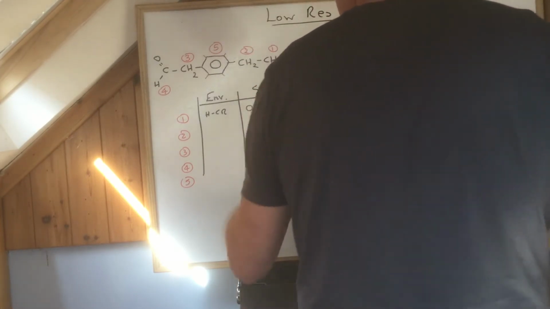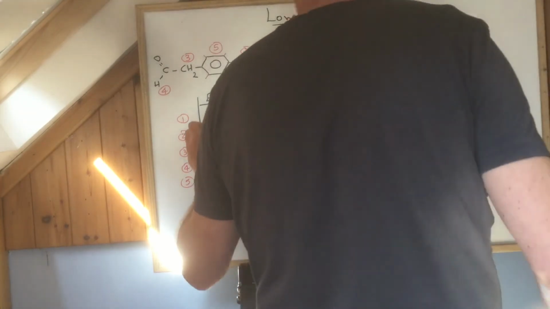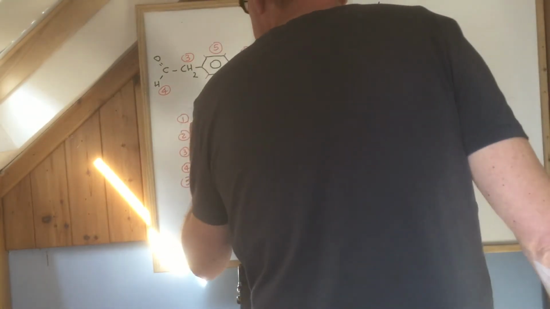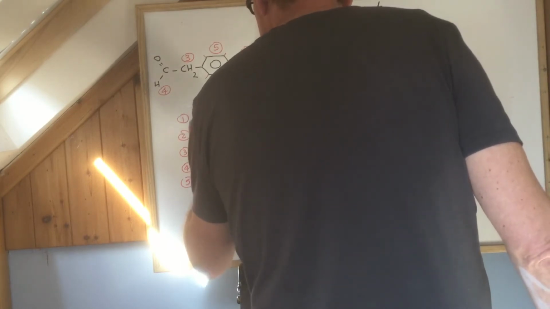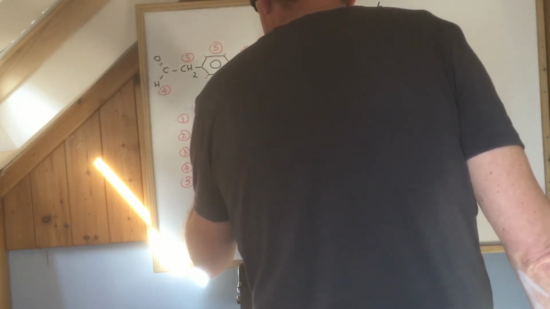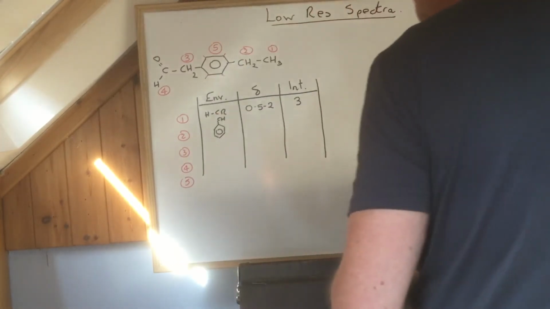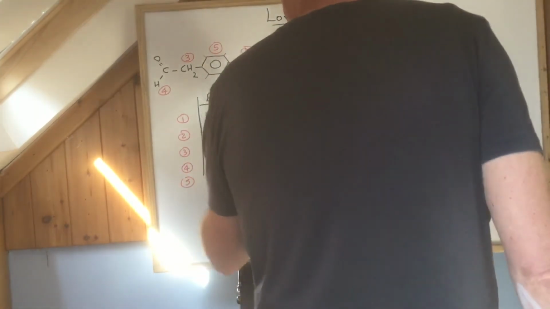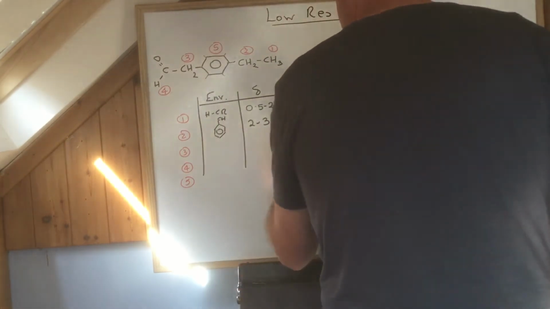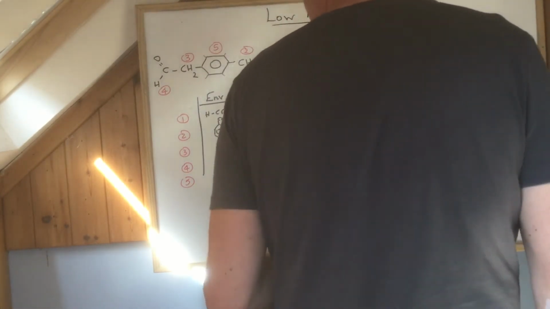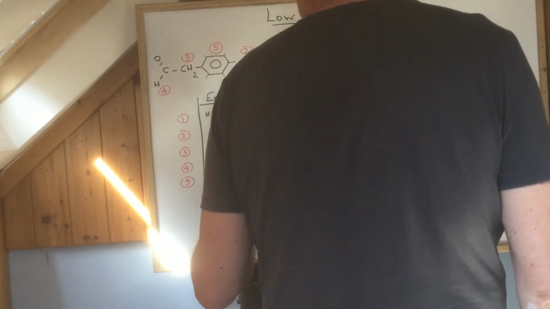These 2 here are, watch out, these. Look on your data sheet and you'll find them. H joined to a carbon, joined to a benzene ring. 2 to 3, no doubt about it. And there's 2 in that environment. Okay. Look at number 3.